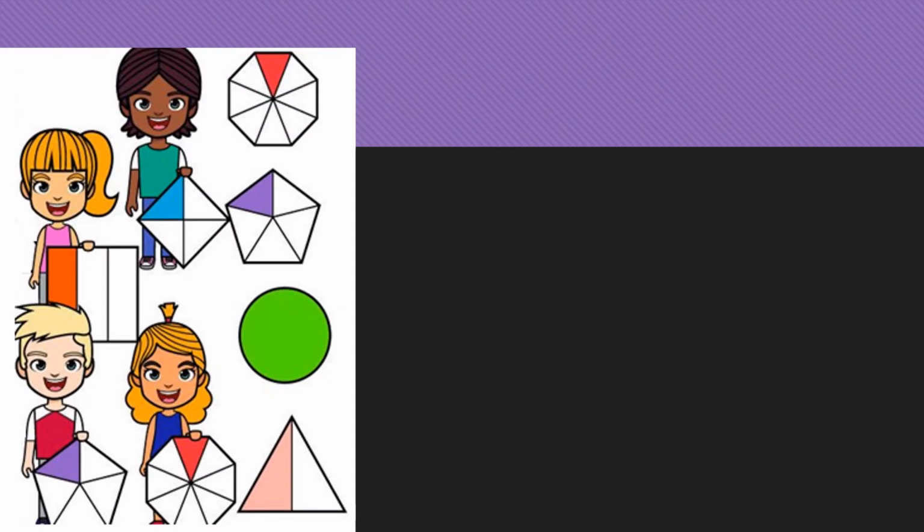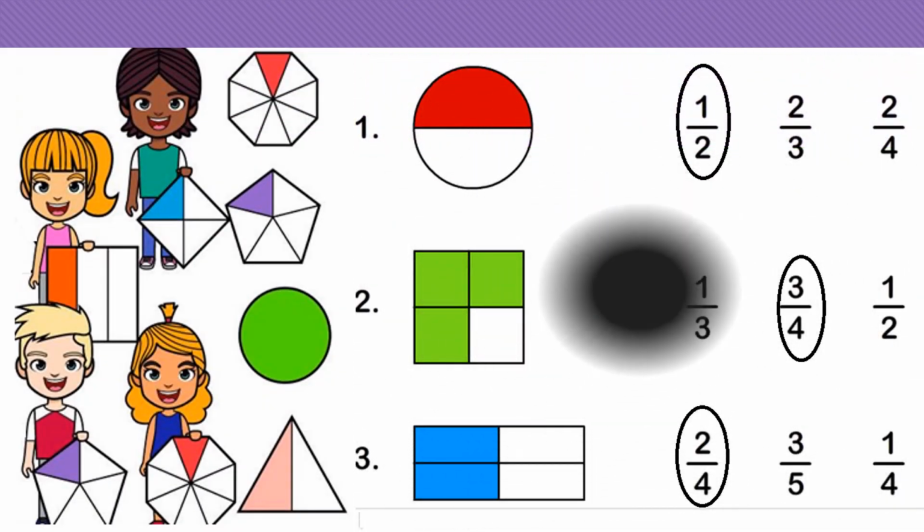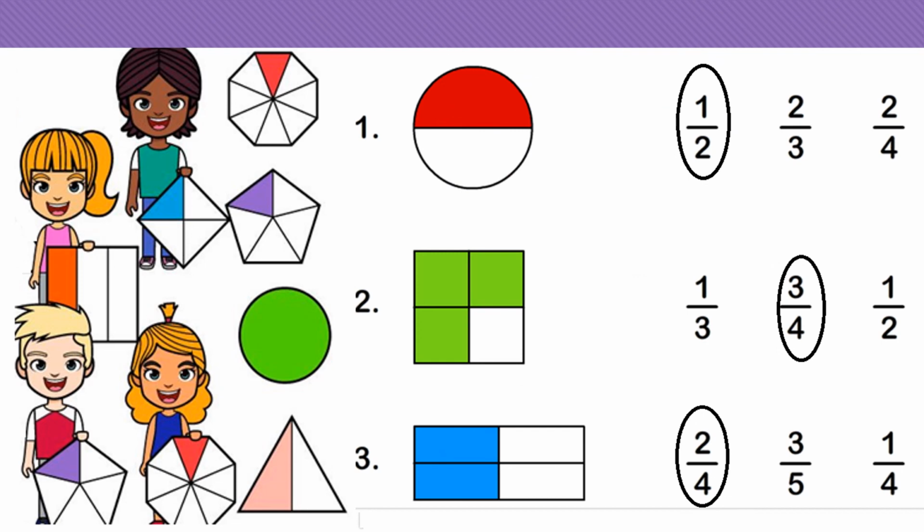Now let us play a game. Shall we find out the shaded portion fraction? The circle has been cut into 2 equal parts. So can you guess what the fraction is? Is it half, 2 by 3 or 2 by 4? Obviously it is 1 by 2, because one portion has been shaded of the 2 equal parts that it has been cut into.